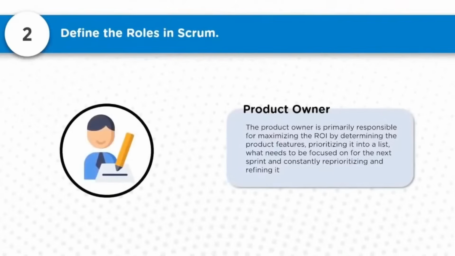Define the roles in Scrum. What are the typical roles we come across in Scrum? One of the roles is the product owner. The product owner is primarily responsible for maximizing the ROI by determining the product features, prioritizing them into a list, deciding what needs to be focused on for the next sprint, and constantly reprioritizing and refining it.